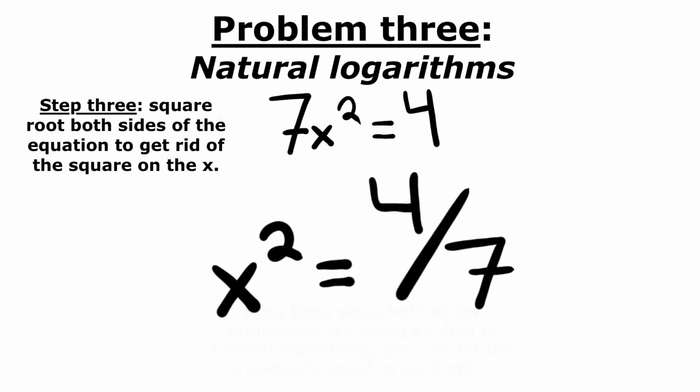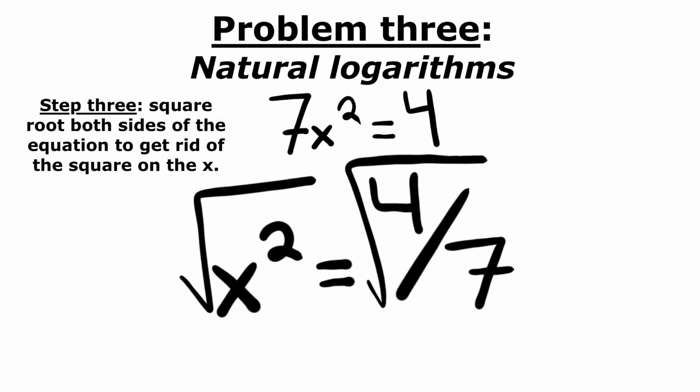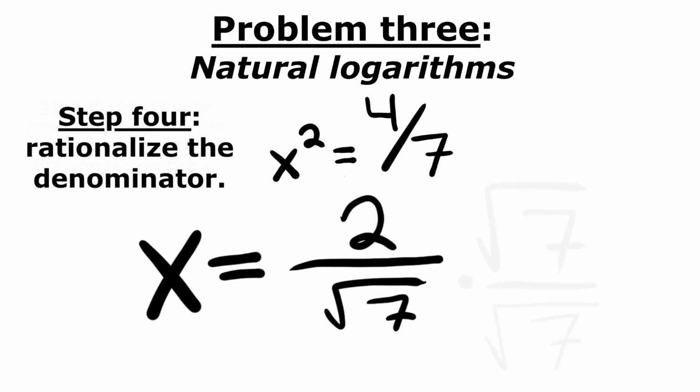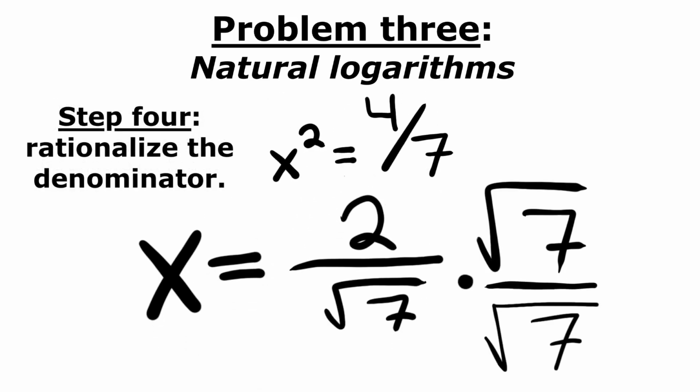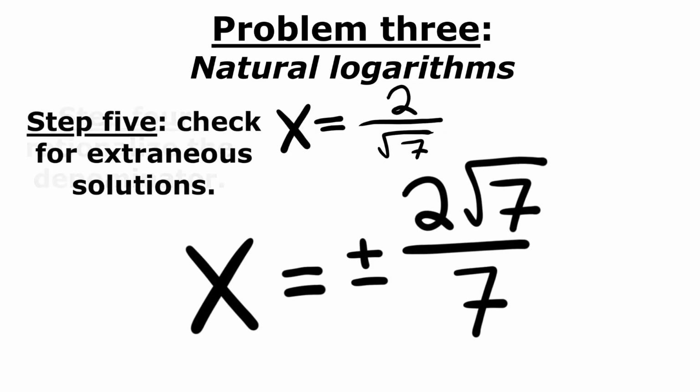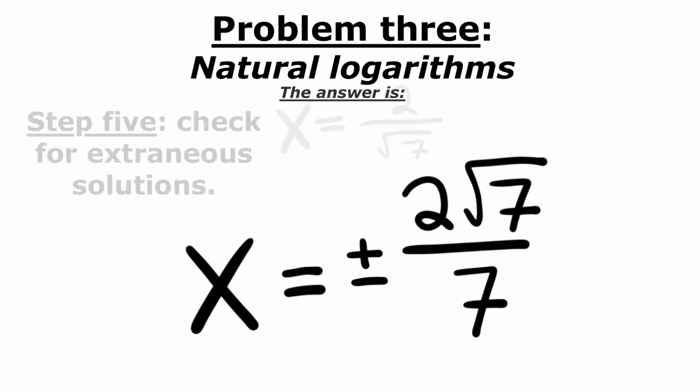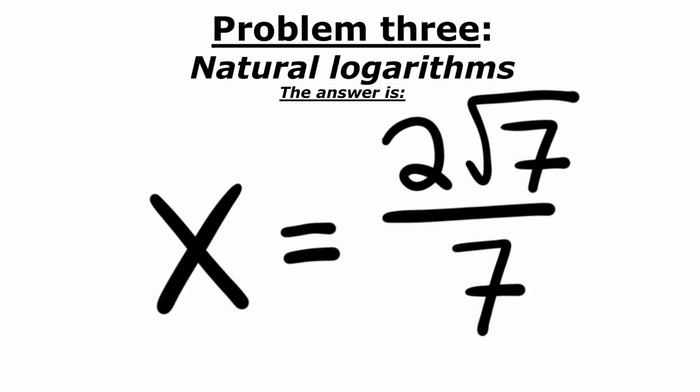Step 3, square root both sides of the equation to get rid of the square on the x. Remember to do your favorite thing and rationalize the denominator. Then do your most favorite thing, which is check for extraneous solutions. Don't ever forget to check for extraneous solutions. You want to think that all the work you did mattered. Well, it might not, so you know what I mean.